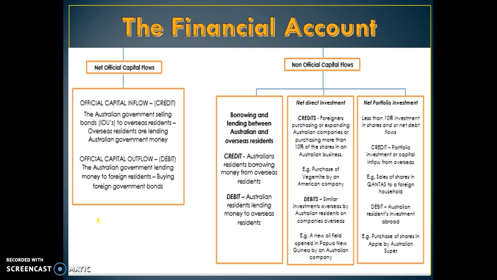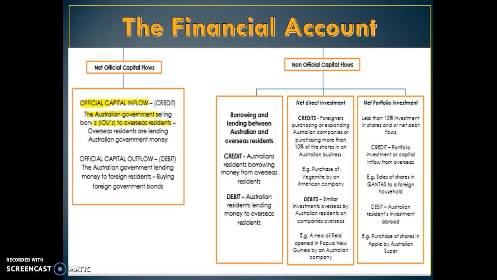So here is a table showing the financial account. The 4 different things you need to be aware of start with what we call official capital inflow. Official capital inflow just means that it's associated with the Australian government borrowing money. So when the Australian government issues or sells bonds, that is official capital inflow, because the Australian government is receiving money from overseas, and therefore it's a credit in the financial account because Australia is receiving money.